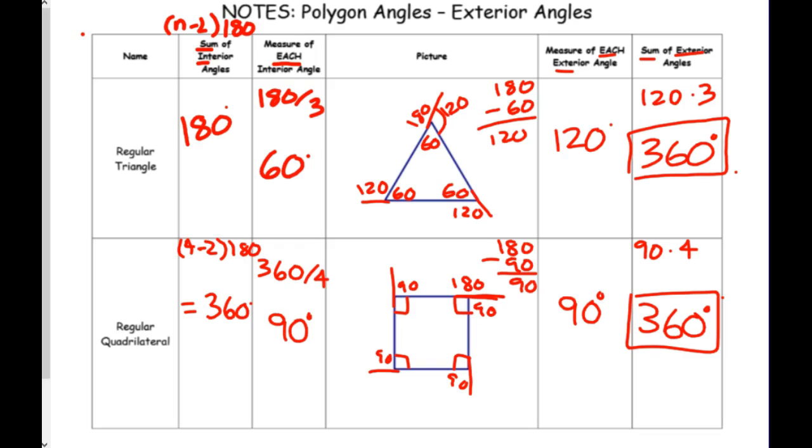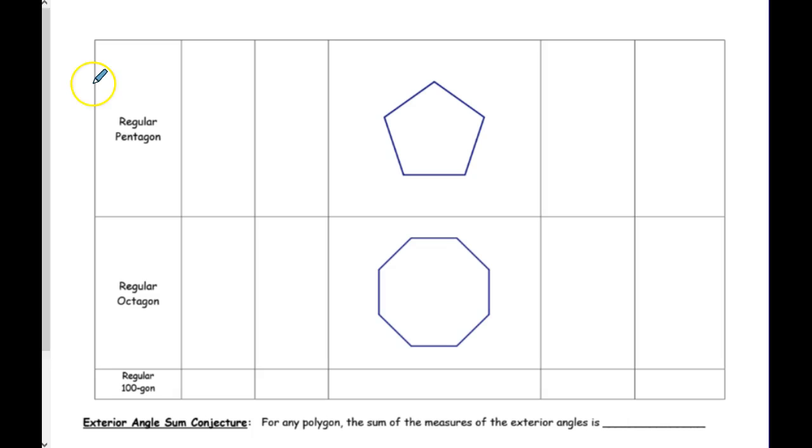What is that figure on the bottom of that page? It's a regular what? Pentagon. All right, moving on here. Regular pentagon. So again, n minus 2 times 180. 5 minus 2 times 180. 3 times 180. We get 540. If you don't believe me, you can type it in your calculator.